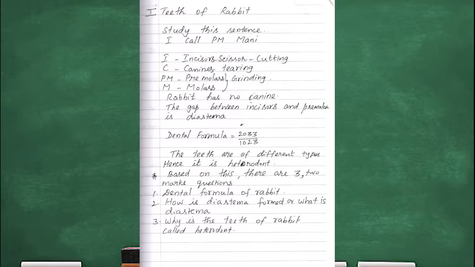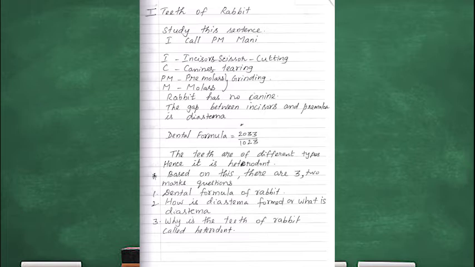The dental formula is 2033 by 1023. That means in the upper jaw incisor is 2, canine nil, premolar 3, molar also 3. Then in the lower jaw incisor is 1, canine is 0, premolar 2 and molar 3. Okay. The teeth are of different types, hence it is heterodont.